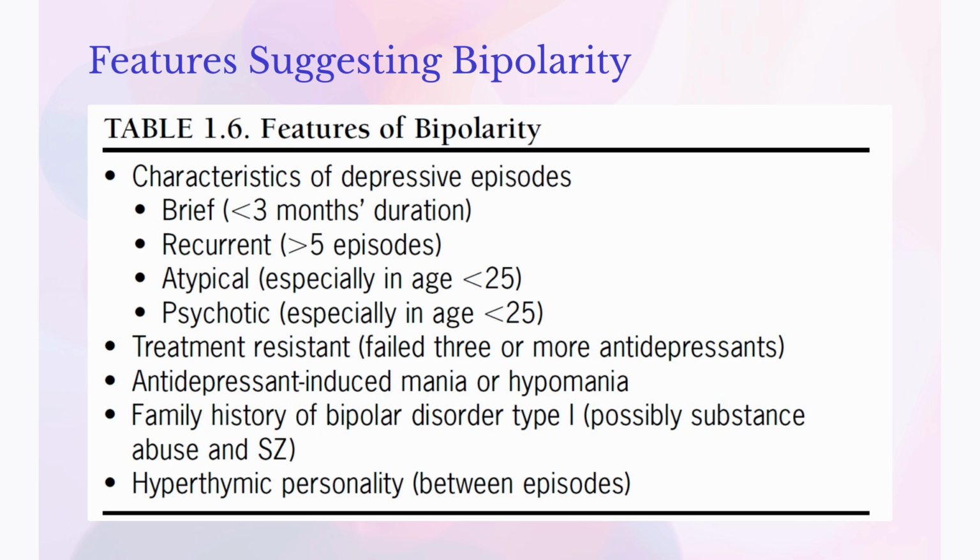There are certain subtypes of depression which are more common with bipolar, atypical and psychotic, especially if the person is under 25 years old. And with someone experiencing bipolar depression, you're going to see a lot of treatment resistance to antidepressants. So with patients that have failed 3 or more antidepressants, you should be wondering if it's maybe a bipolar process. Other features are antidepressant-induced mania or hypomania, a family history of bipolar disorder type 1, possibly substance use or psychotic disorders, and a hyperthymic personality in between episodes.